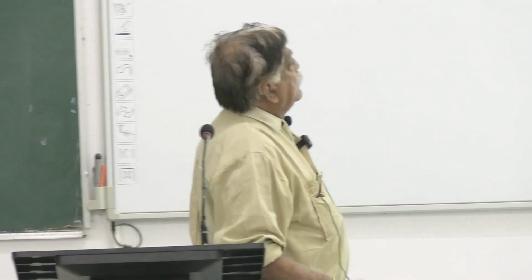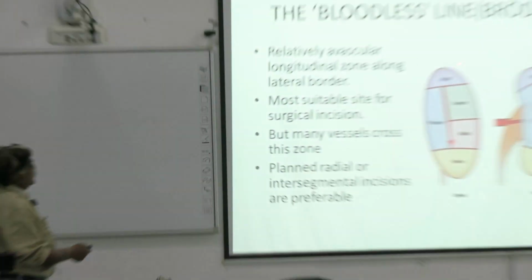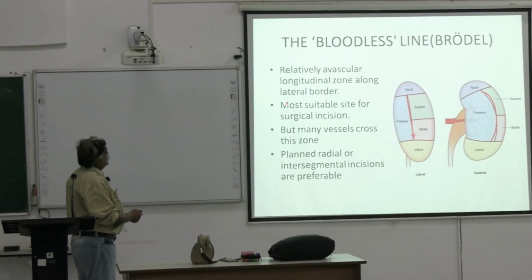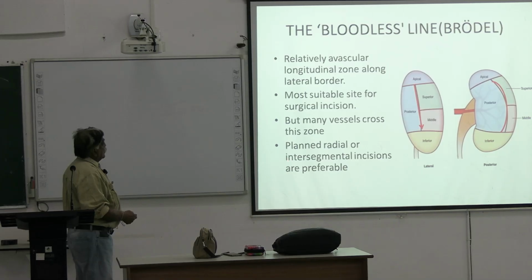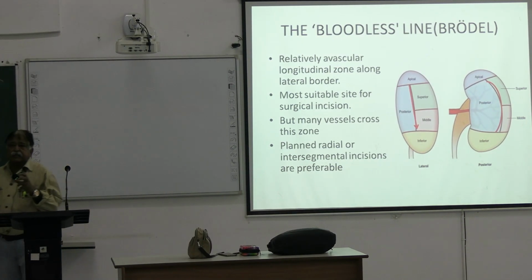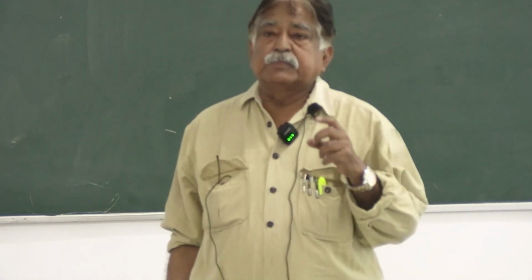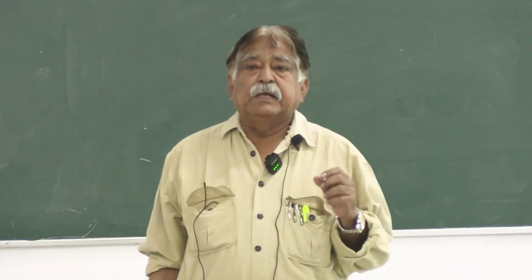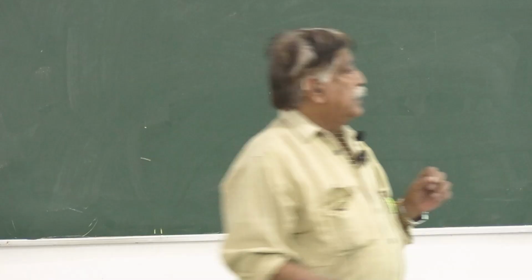The bloodless line of Brödel is a relatively avascular longitudinal zone along the lateral border. It is the most suitable site for surgical incision, but many vessels cross this zone. Planned radial or intersegmental incisions are preferable. According to the pathological condition of the kidney, the incision has to be decided where to be made.